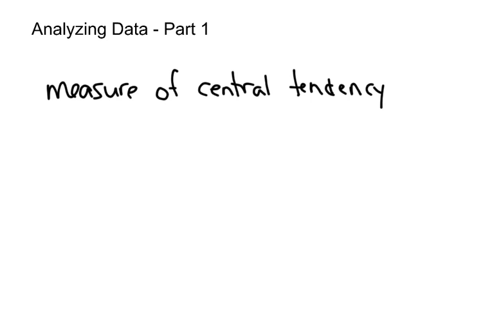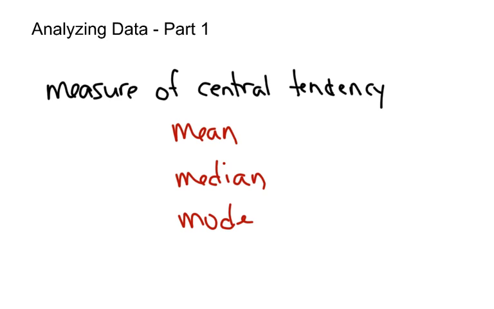These indicate the middle of a set of data, and there are three types of measures of central tendency that we have already learned: mean, median, and mode. Mean was just a fancy word for average, and you find an average by adding all your data values together and dividing by the number of data values you added together.